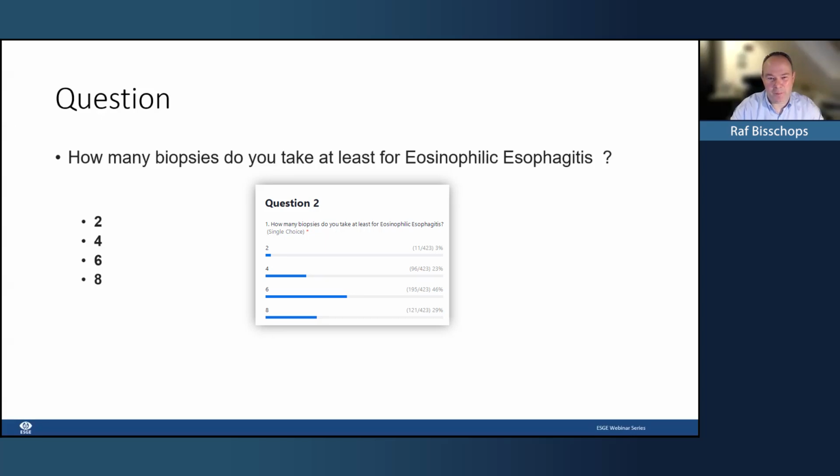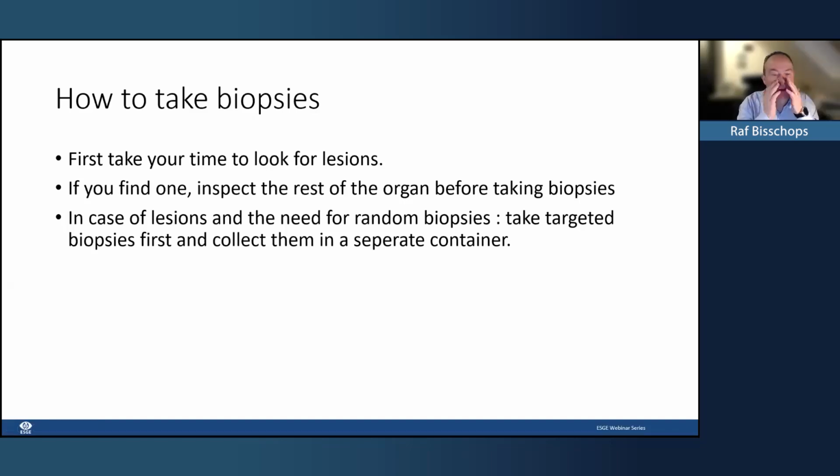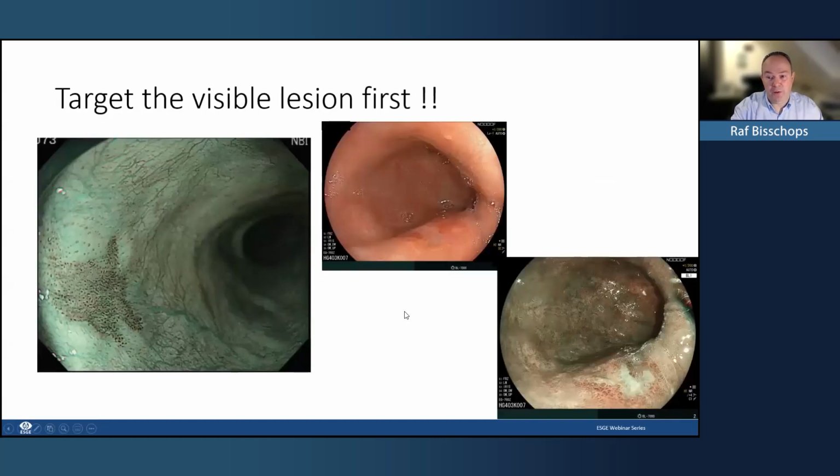So let's move on. The important thing is, first, take your time to look for lesions. I think we explained that, and Rehan will go more into detail. If you find one, inspect the rest of the organ first before taking the biopsies, right? And in case of lesions and the need for random biopsies, take targeted biopsies first and then collect them in separate containers. Sometimes that means that in case of, for instance, a Barrett's esophagus or a stomach with intestinal metaplasia, you need to have kind of a map in your head of where to take these biopsies. I usually ask my nurse to write down where the visible lesions are. And that makes sense. If you have these lesions that I show you and you start taking your random biopsies here, it will be a lot harder to find this or that again.